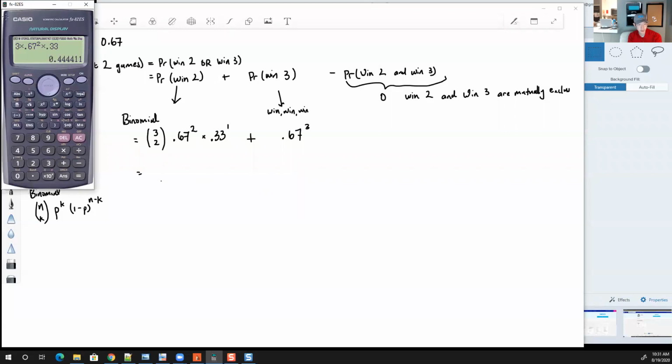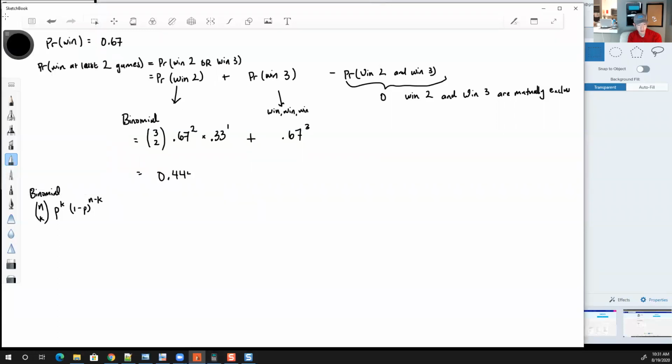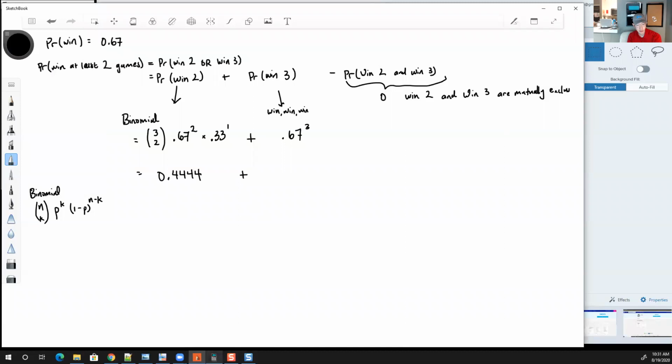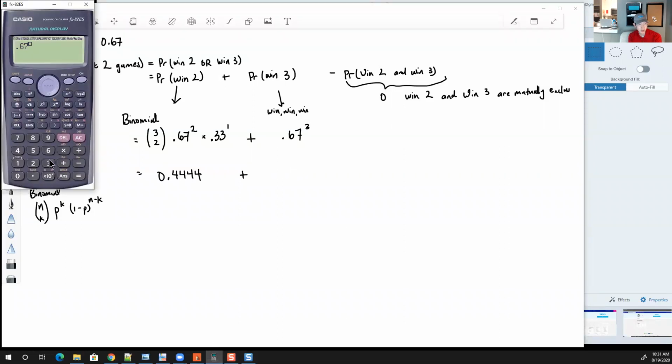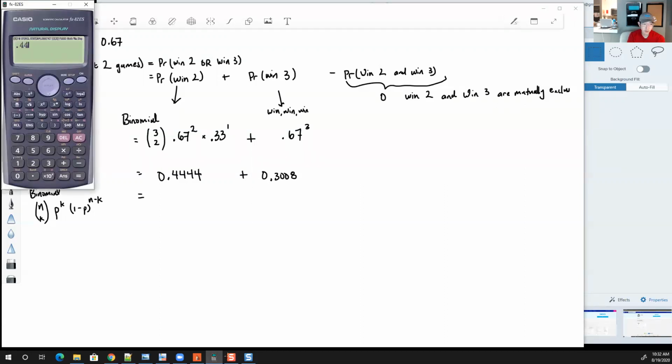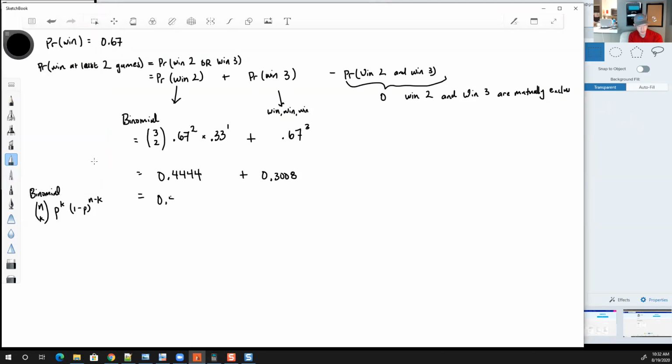So this is 0.4441. Plus, let's go ahead and do 0.67 raised to the 3rd power, 0.3008. Okay, so 0.4441 plus 0.3008. What is that? 0.7452. All right, so close to 75%.